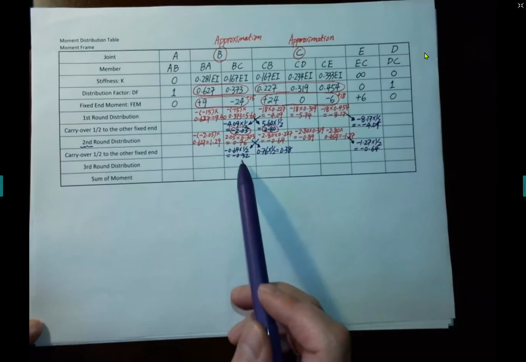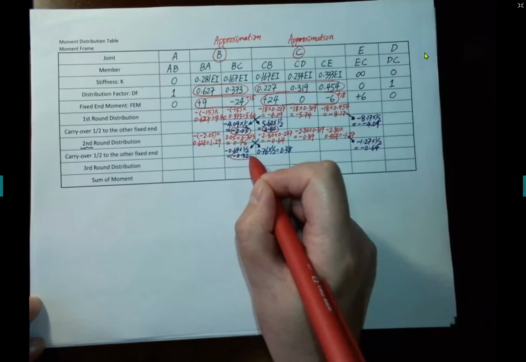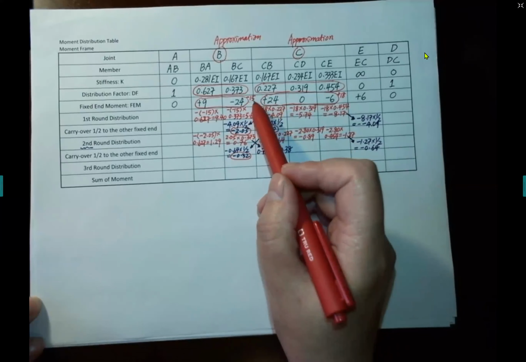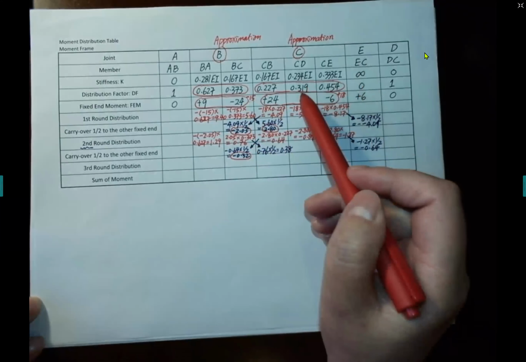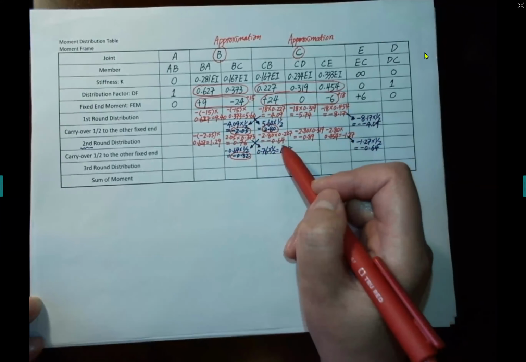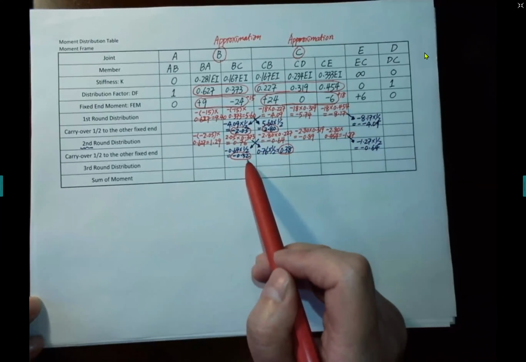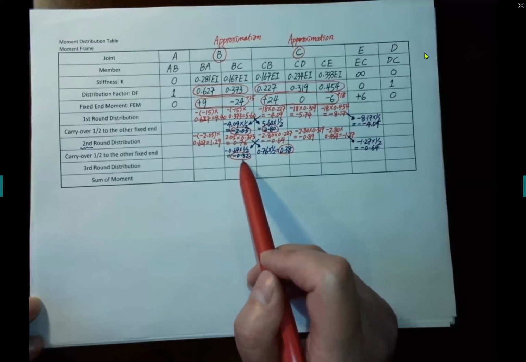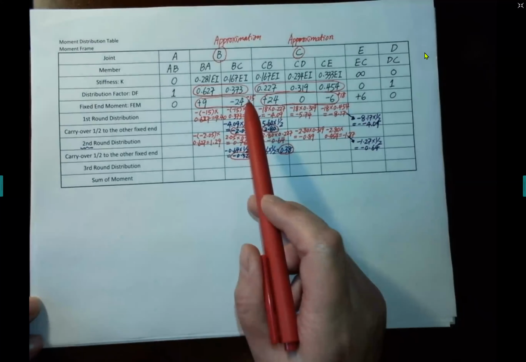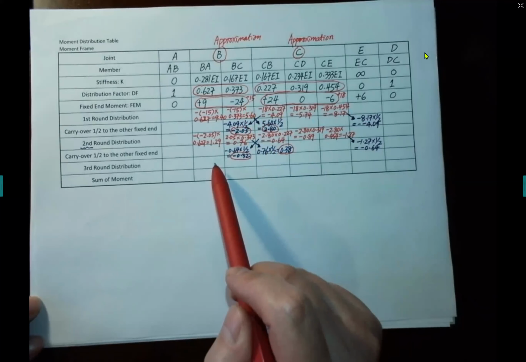After that, we generate newly unbalanced moment. Now you can see the new unbalanced moment is much smaller than the original. The original is negative 15, now it is negative 0.32. At C, the original is positive 18 and the current unbalanced moment is 0.38. Whenever we see the new unbalanced moment is small enough, we can stop distributing. Usually we take within 5% of the first round unbalanced moment. Now I just do the final round distribution, then I will stop.